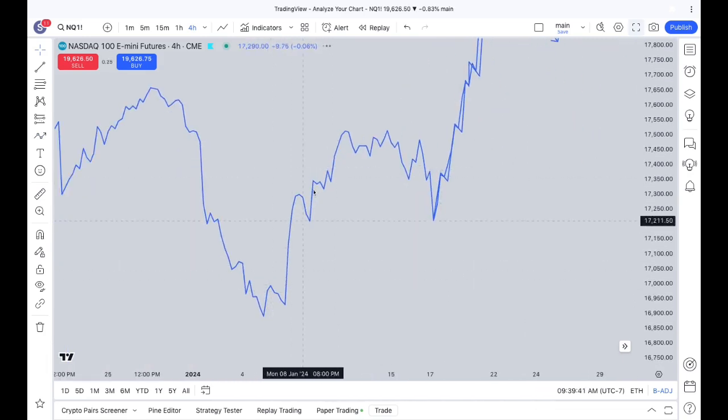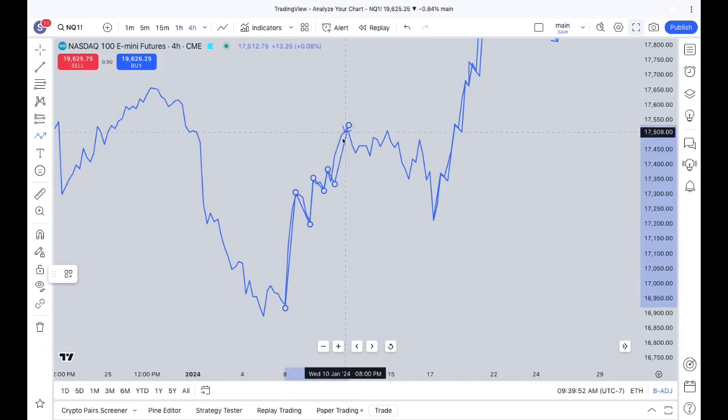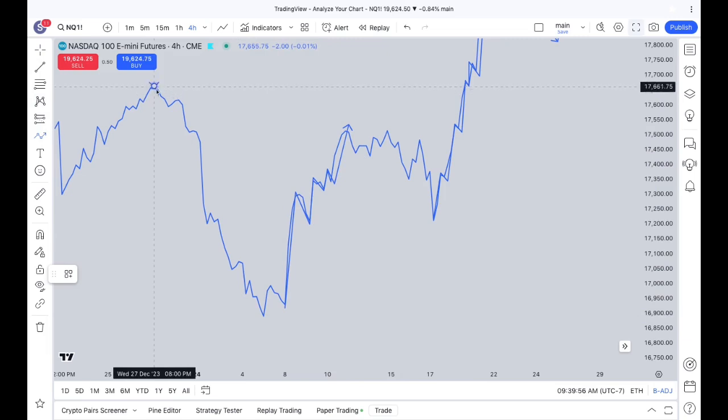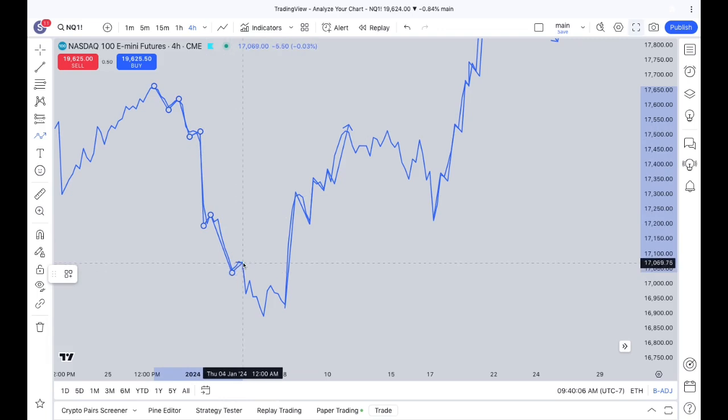But same thing right here. We have a low, and then a higher high, higher low, higher high, higher low, higher high, higher low, and a higher high. And then right here we have a high, and then a lower high, a lower low, and then we have a lower high, and then a lower low, and then a lower high, and then a lower low, lower high, lower low, lower high, lower low.